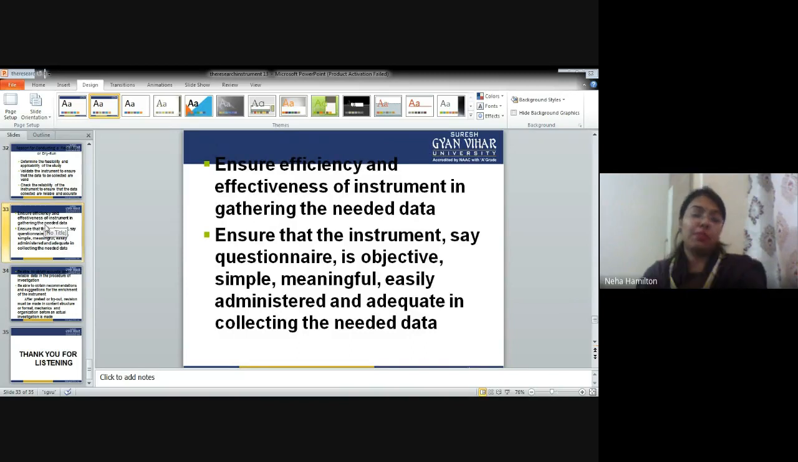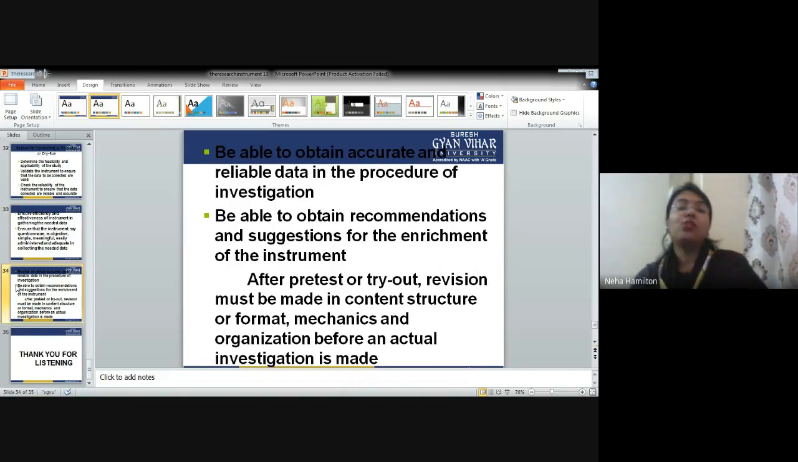The next thing that you need to keep in mind is to ensure the efficiency and effectiveness of the instrument in gathering the needed data. Ensure that the instrument, say a questionnaire, is objective, simple, meaningful, easily administered, and adequate in collecting the data. Be able to obtain accurate and reliable data in the procedure of investigation. Be able to obtain recommendations and suggestions for enrichment of the instrument. After the pre-test or tryout, revision must be made in content, structure, format, mechanics, and organization before an actual investigation is made.